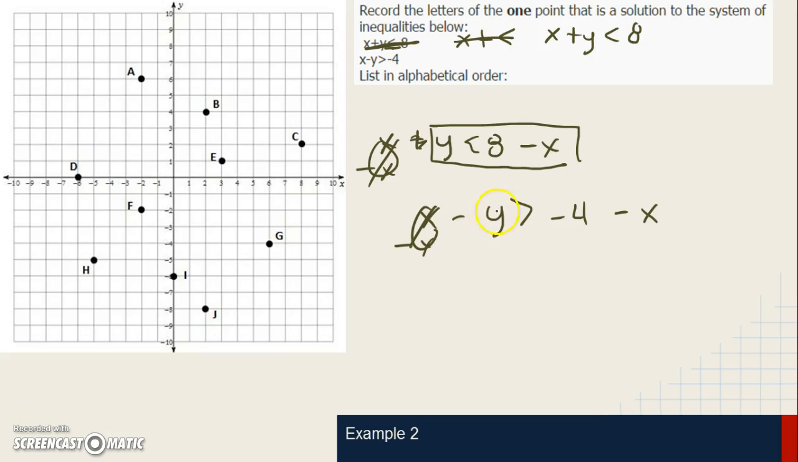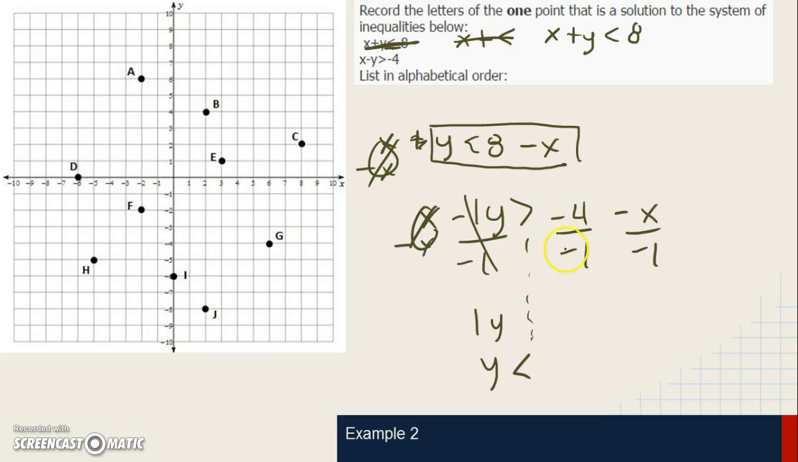Now we have a negative y, which is the same thing as -1y, right? So we can go ahead and divide by this -1 to simplify this to a positive 1y, which is just y. And we can divide the other side by -1 as well. And I make sure I do it to both. Because we divided by a negative, I'm going to flip the sign.